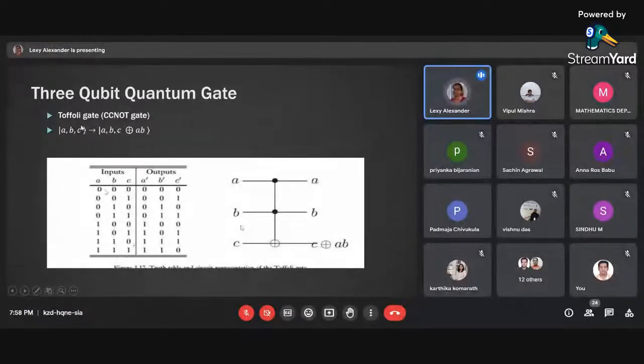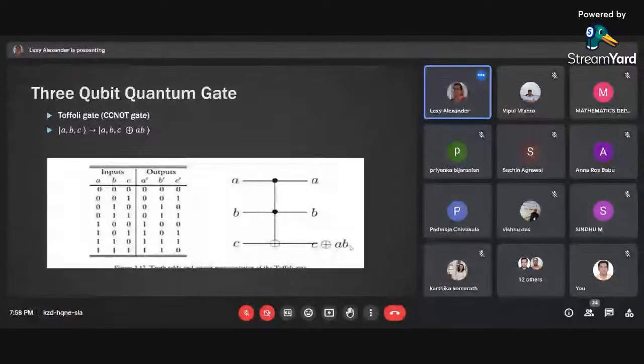So this is equivalent to the AND gate. If we initialize C equal to 0, then whatever the input with A and B, what you are getting in the output in C is AB, that is, A and B. The AND gate is implemented.